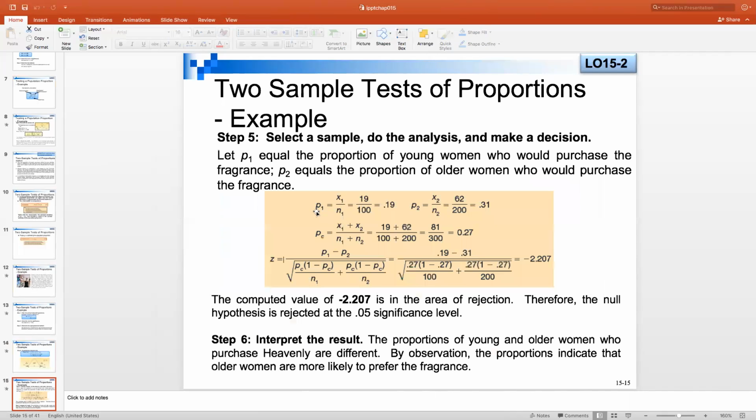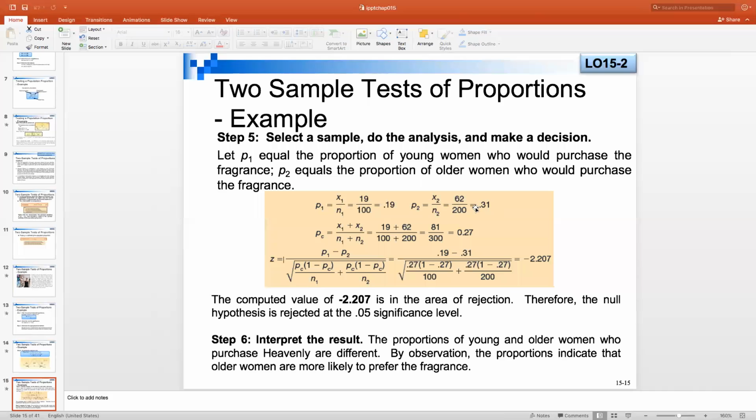In terms of our sample here, we have N of 100, 19 would buy it, assuming because they like it. With our N here, we have 200, and 62 of the 200 older women were asked, and 62 of them said, hey, I would buy it. Okay. So on the surface, which group of women like it more? The older women, because their percentage is higher.